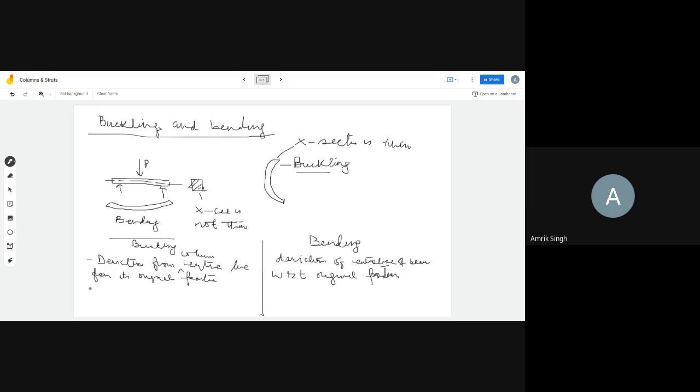Right. Now, the second point of difference is that buckling is caused by the load which is parallel or in line with the longitudinal axis.